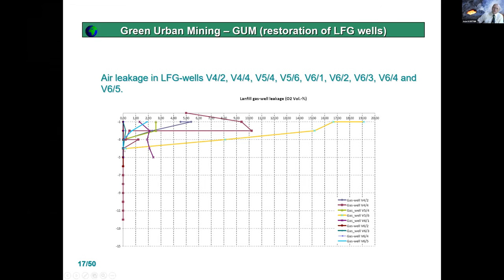So this gave us the result and recommendation that these gas wells need to be restored from the top of the landfill body till a depth of 3 to 4 meters.